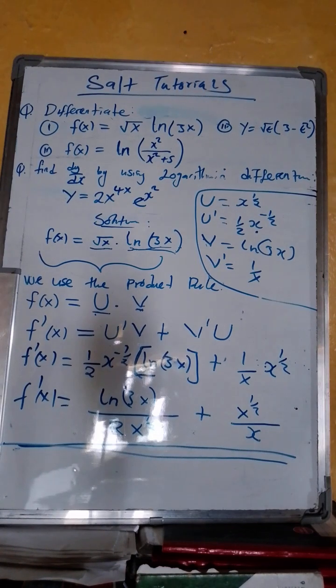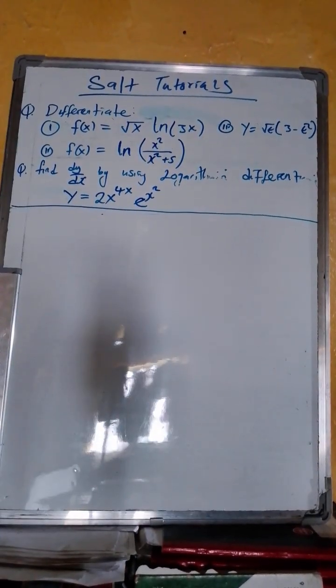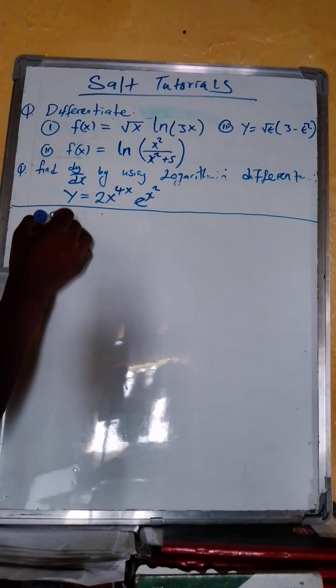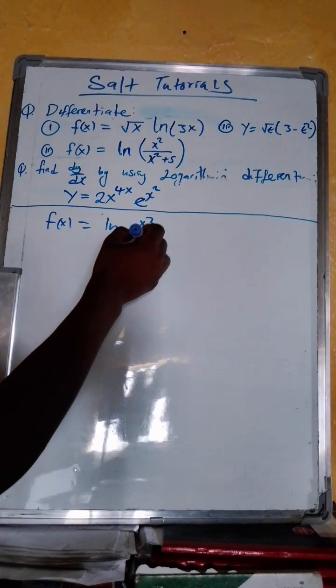We are okay. Let's go to the second one. So we are now on the second part. For the second part, we want to differentiate f of x equals the natural log of x squared over x squared plus 5.